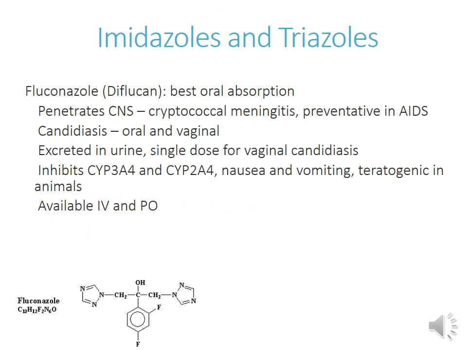Then a more familiar one, I'm sure most people have heard of Diflucan or fluconazole. So this is another good one that has good oral absorption, has good CNS penetration. So it's good for things like cryptococcal meningitis and preventative measures in AIDS patients. Also can be used for things like vaginal candidiasis as a single dose. So oftentimes you see those being dispensed. Keep in mind though, it's also going to have CYP3A4 inhibition. So it's also going to be significant for those drug interactions.